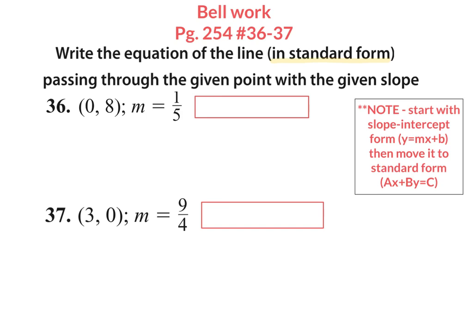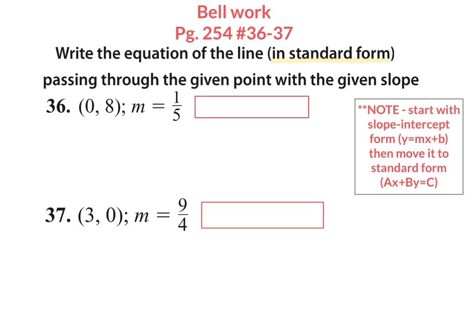All right, so it says write the equation of the line in standard form passing through the given point with the given slope. From what we've learned so far, when we're given a point and a slope, the best thing to do is go to y equals mx plus b, get some form of the equation, and then convert it to standard form at this point. We're going to learn a new equation in this section, but from what we've learned so far, we can just start with y equals mx plus b.